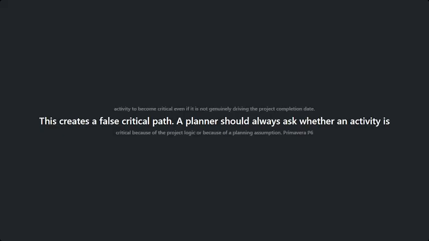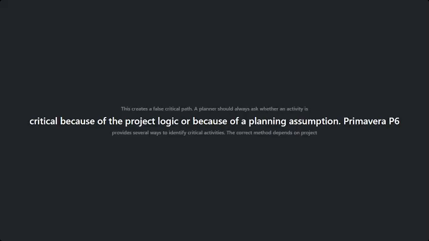A planner should always ask whether this activity is critical because of the project logic or because of a planning assumption. Primavera P6 provides several ways to identify critical activities. The correct method depends on project requirements and reporting standards.